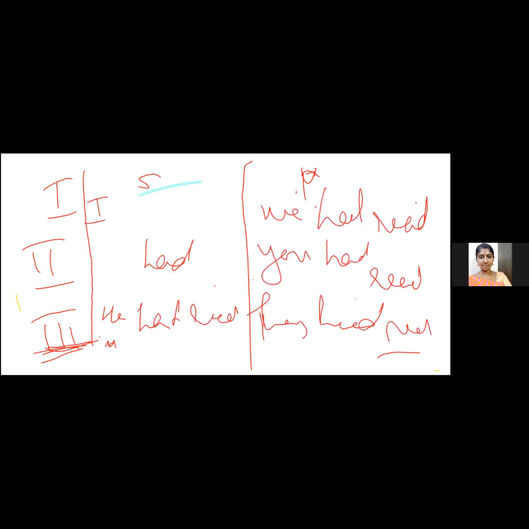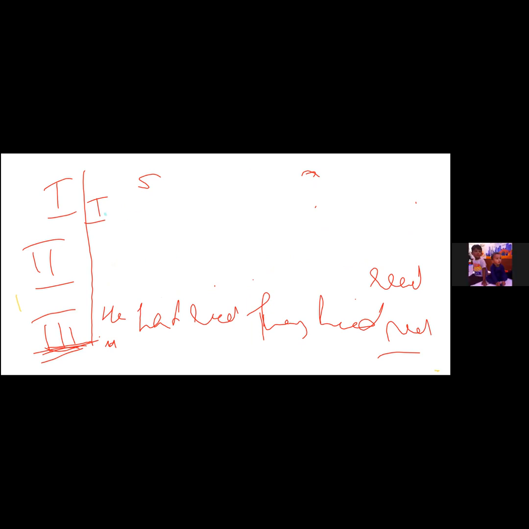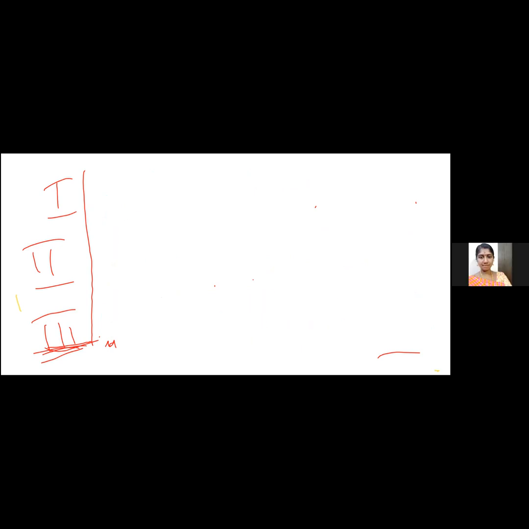And then what is the next one? Past perfect continuous tense. Past perfect continuous tense. So it is had been. I had been reading. Good. So very simple.